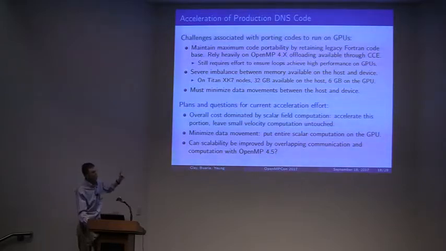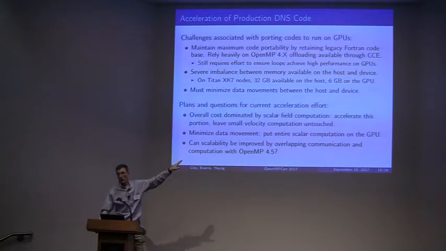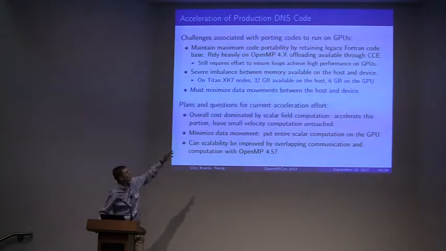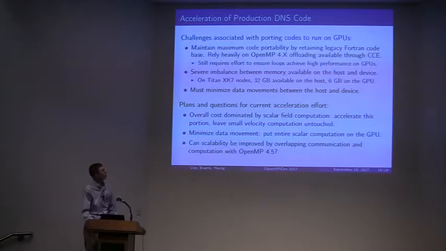But it's challenging to run on Titan because the memory constraints on the GPUs are very tight. If you want to run on 8K nodes on Titan, the CPUs have so much memory available, but the GPUs are reduced by a significant factor in memory. So we need to make sure that the algorithms we develop are memory conscious and use memory as efficiently as possible. And as the speaker talked about earlier today, we have to minimize data movement between the host and the device.